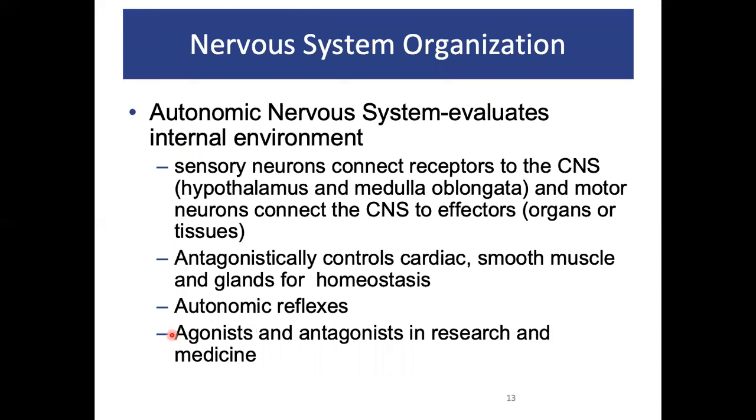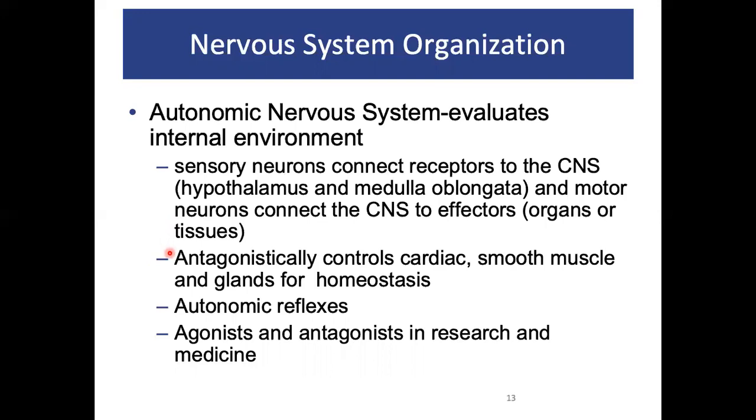Your autonomic nervous system evaluates internal environments. Your autonomic nervous system has sensory nerves that are sending signals from the body to the brain. So think of your baroreceptors that are enmeshed in your carotid sinus and your aortic arch. These guys send action potentials to the medulla oblongata. The medulla oblongata evaluates it and then sends a signal out to the heart to cause some type of change. So the autonomic nervous system is responsible for homeostasis of your internal organs of your body.